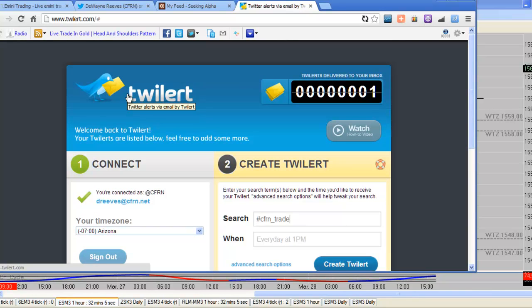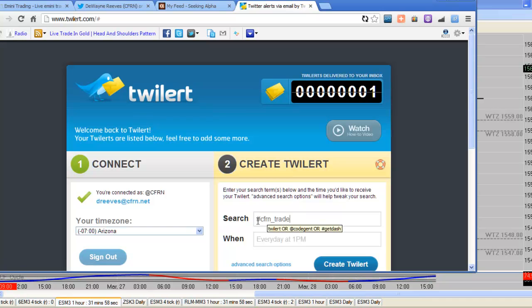What I just did. Go to Twilert, sign in with your Twitter account. Under search, put pound CFRN underscore trade.